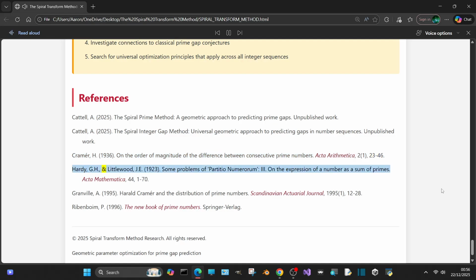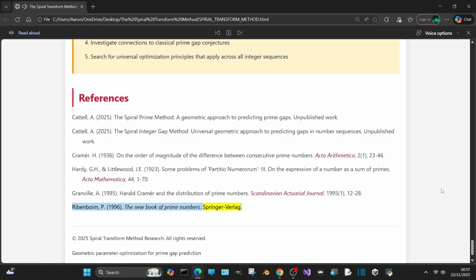Hardy, G.H., and Littlewood, J.E., 1923. Some Problems of Partitio Numerorum 3. On the expression of a number as a sum of primes. Acta Mathematica, 44, 1-70. Granville, A., 1995. Harold Kramer and the Distribution of Prime Numbers. Scandinavian Actuarial Journal, 1995, 1, 12-28. Ribenboim, P., 1996. The New Book of Prime Numbers.